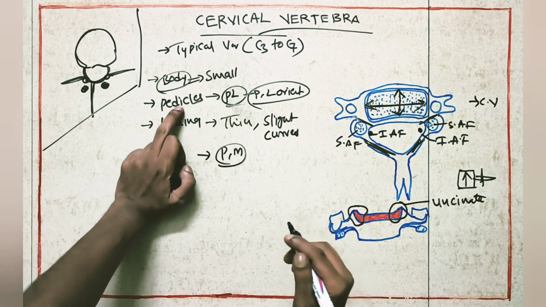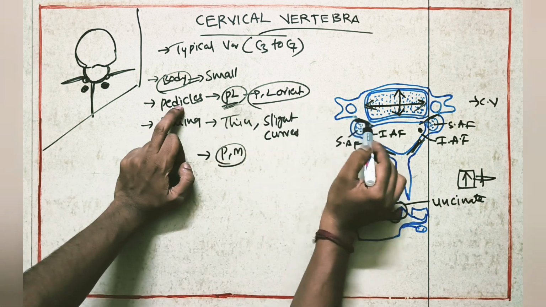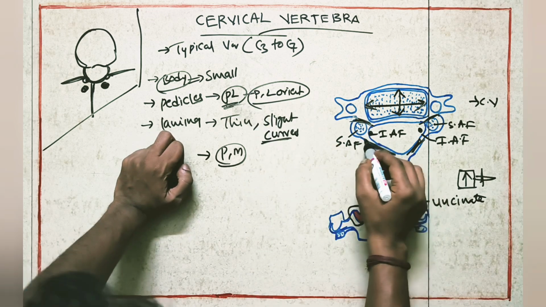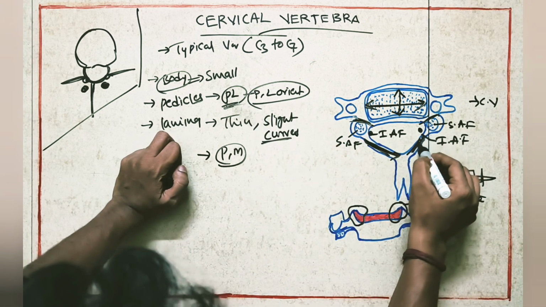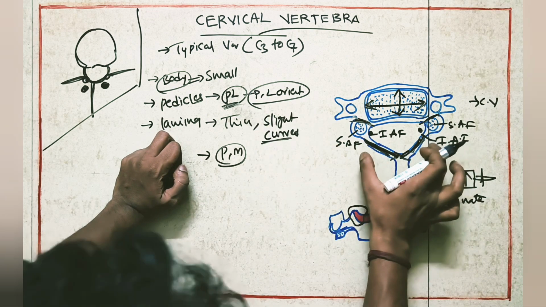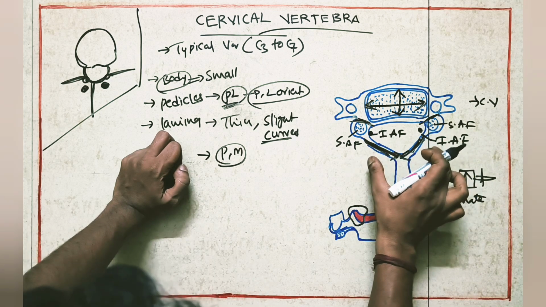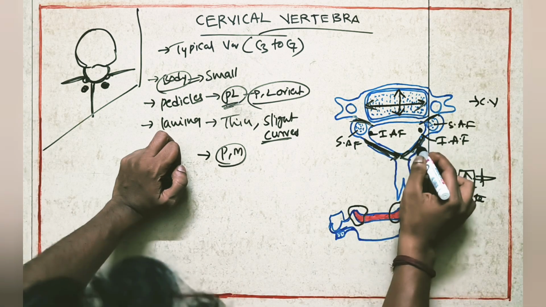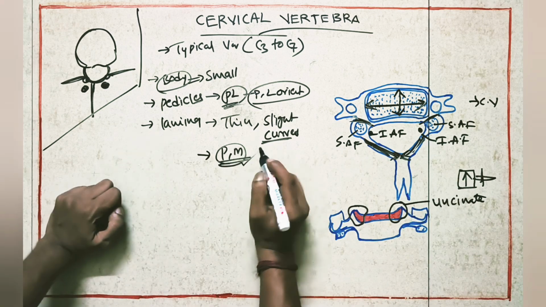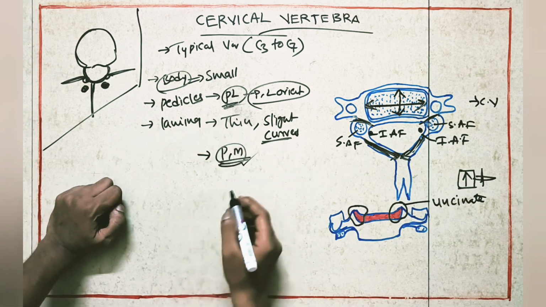See, here the pedicles are posterior lateral. Here the lamina are posterior medial, so it is coming in this direction. This lamina is coming in this direction. These are looking posterior, in the posterior view, and the orientation is medial. So that's why the lamina has a posterior medial orientation.